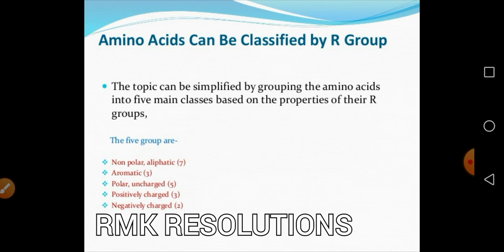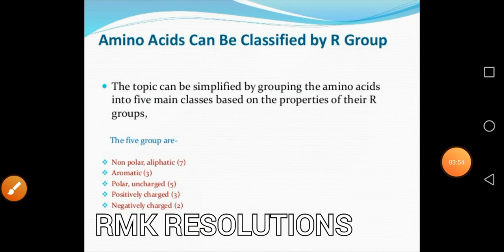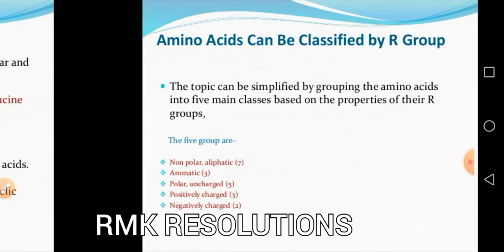So let's see the classification. Amino acids can be classified by the R groups present. There are 5 groups on the basis of this R group: non-polar, aliphatic, then aromatic. The first 2 are important. In organic chemistry, there are 2 kinds of compounds, aliphatic compounds and aromatic compounds. Then amino acids are classified further into polar uncharged, positively charged and negatively charged amino acids.